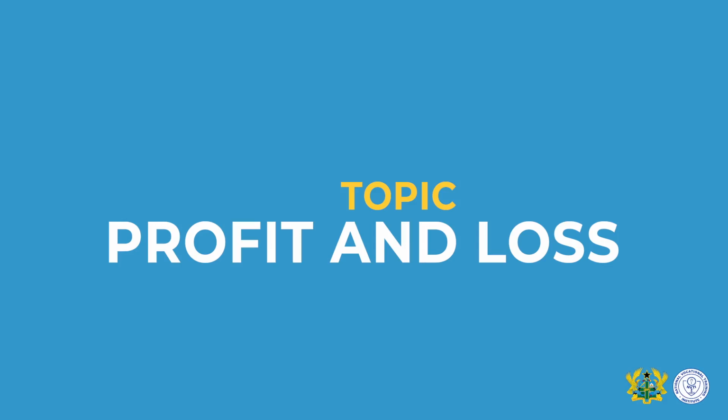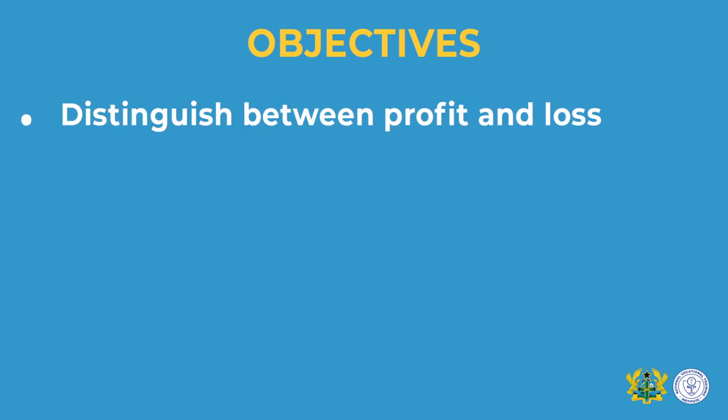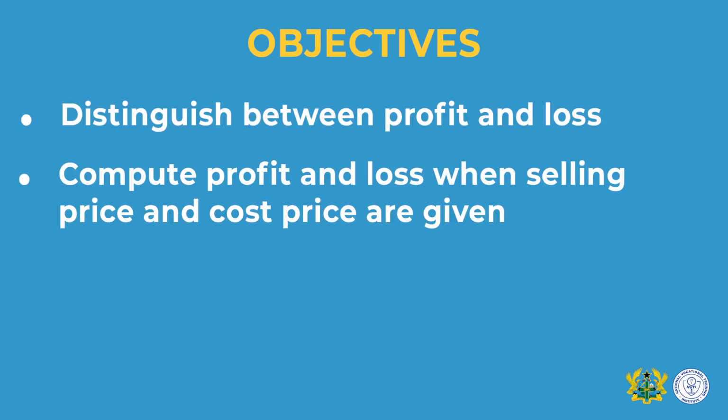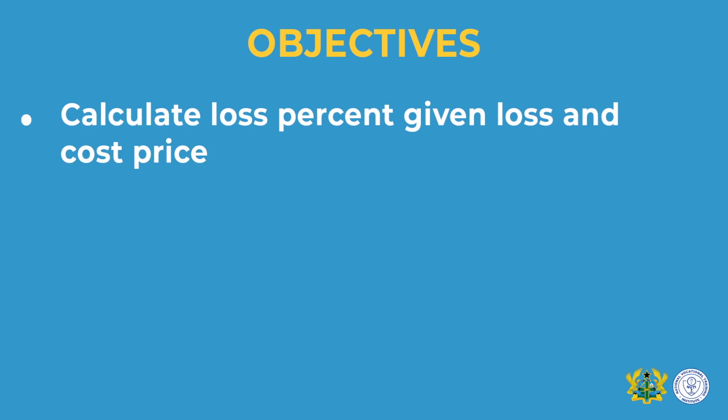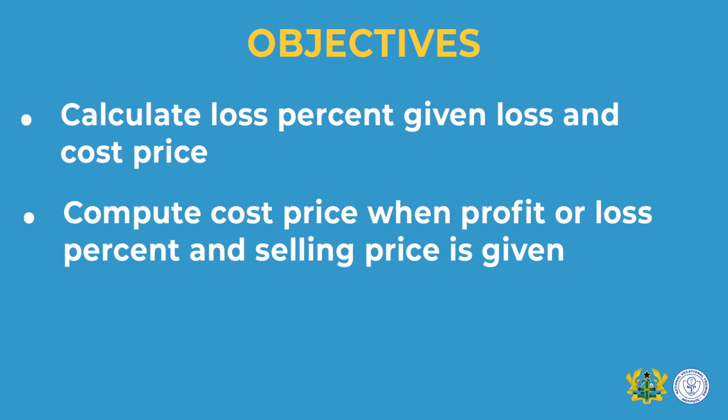Our topic is profit and loss. At the end of this lesson, you should be able to: 1. Distinguish between profit and loss. Compute profit and loss when selling price and cost price are given. Calculate profit percent given profit and cost price. Calculate loss percent given loss and cost price. You should also be able to compute cost price when profit or loss percent and selling price are given.